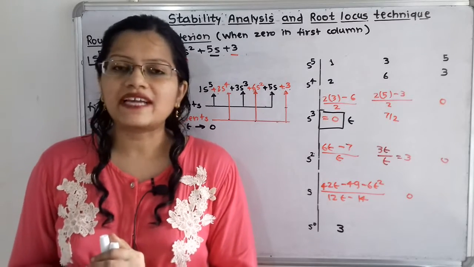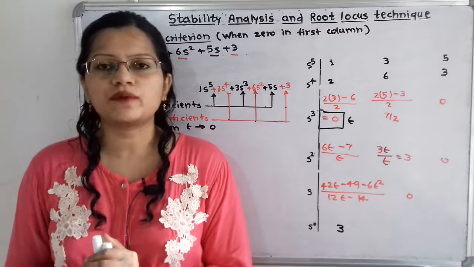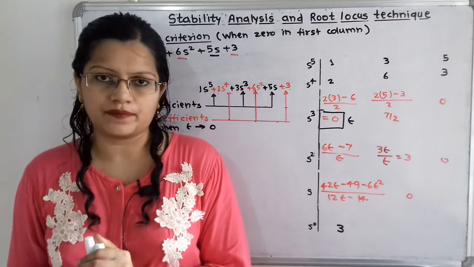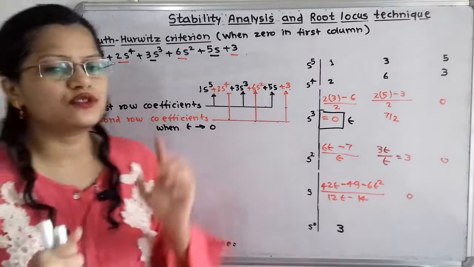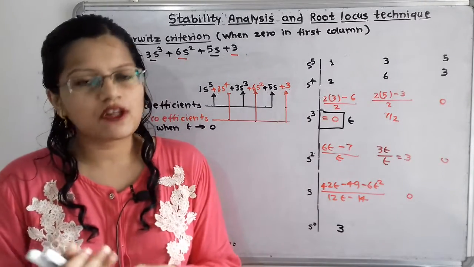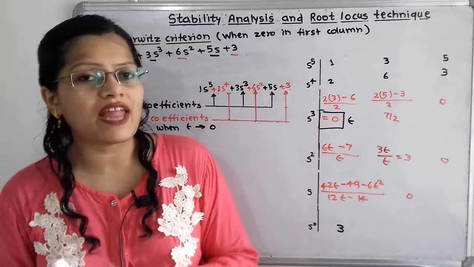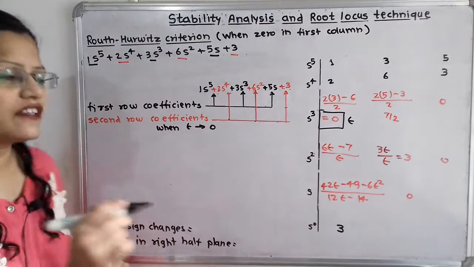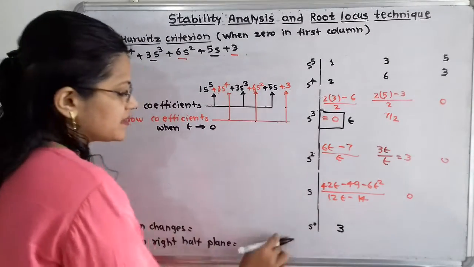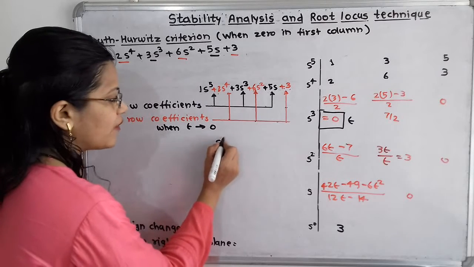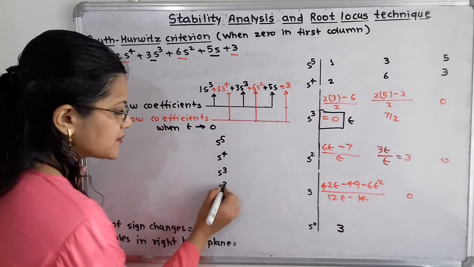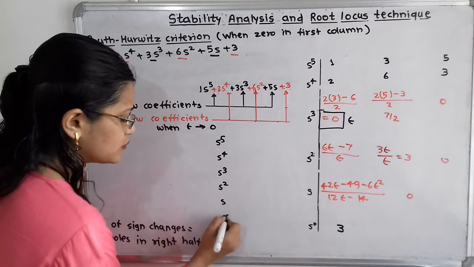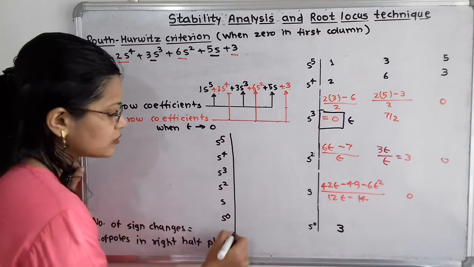So for that we have to first determine the number of sign changes in the first column. So we will take here the condition when epsilon tends to 0. So when epsilon tends to 0, what are the values in the first column that we determine first? So I will write here these values, that is s raised to 5, s raised to 4, s cube, s square, s and s raised to 0.